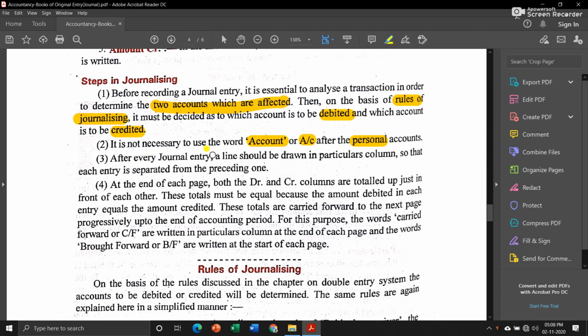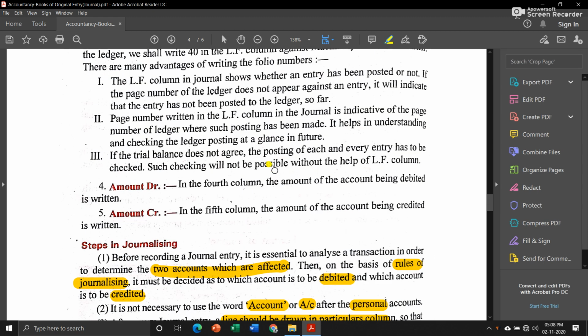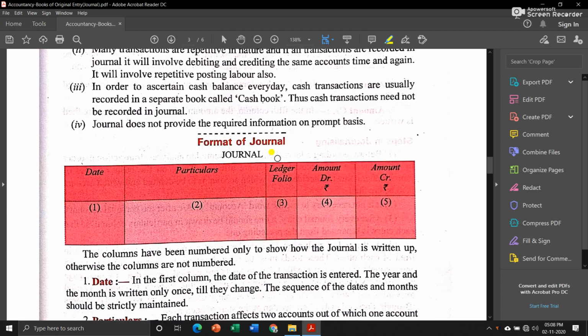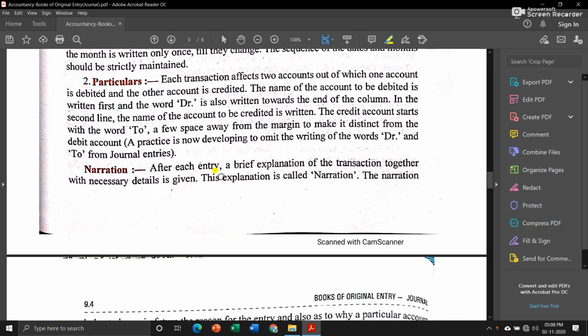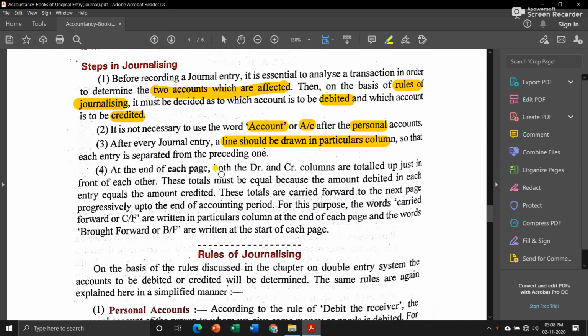Then after every journal entry, a line should be drawn in particulars column so that each entry is separated from the preceding one. Means, see, when we look at the format of a journal, here we will make the entry, and after making entry we have to draw a straight line in particular section only, just to differentiate each transaction. Okay, then now let us see the next step.